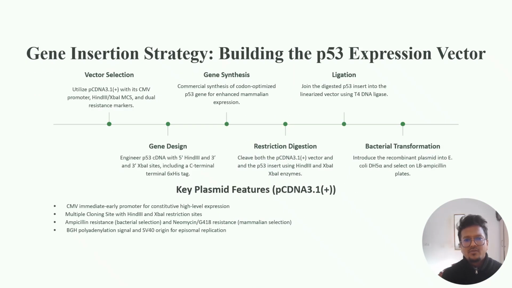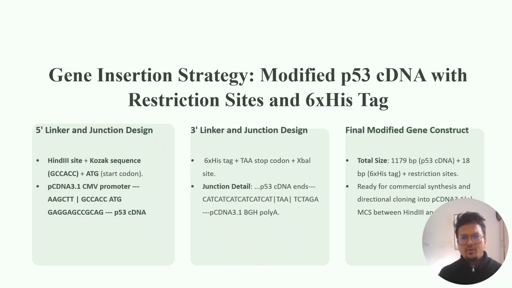To express p53 in mammalian cells, I selected the expression vector pcDNA 3.1 because it has a strong CMV promoter, an antibiotic resistance marker, and a multiple cloning site with HindIII and XbaI restriction sites. For proper expression, I designed my gene this way.